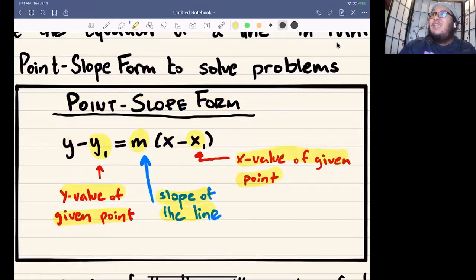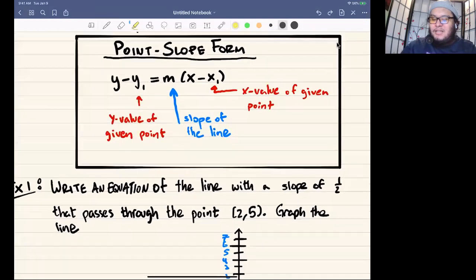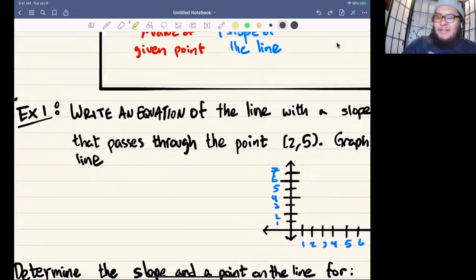And you're gonna use this a lot if you ever end up going to calculus. This is how you end up writing the equation of a line when you do tangent lines. But we're not gonna focus on that too much right now since this is not calculus, it's algebra 1. So let's just move on. We're gonna go on to our first example right here.